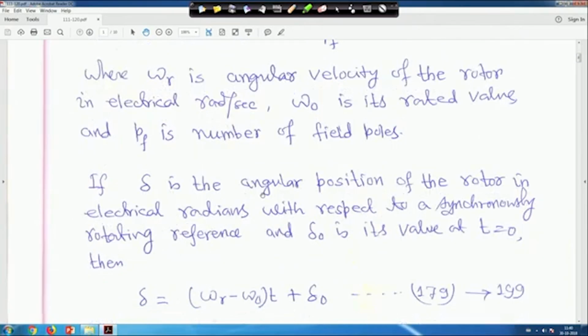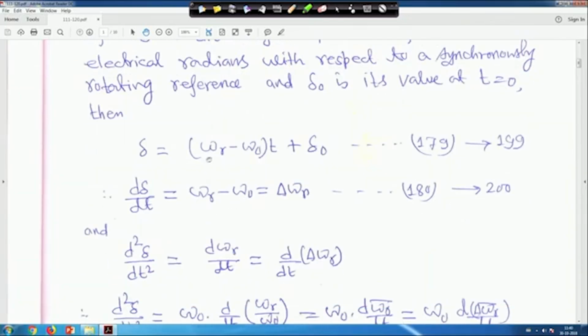So, if delta is the angular position of the rotor in electrical radians with respect to a synchronously rotating reference, and delta_0 is the initial value at t equal to 0, then we can write delta is equal to (omega_r minus omega_0) into t plus delta_0. This is equation 179. If you take the derivative of it, d delta by dt will be omega_r minus omega_0, and this is nothing but delta omega_r.